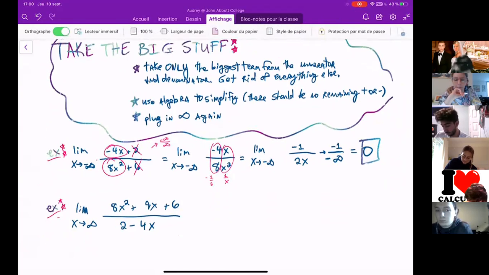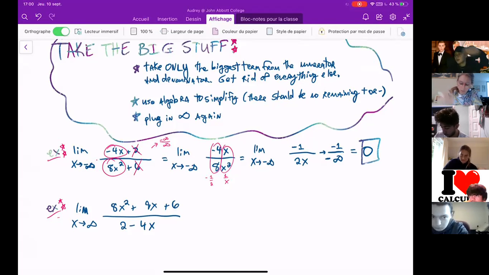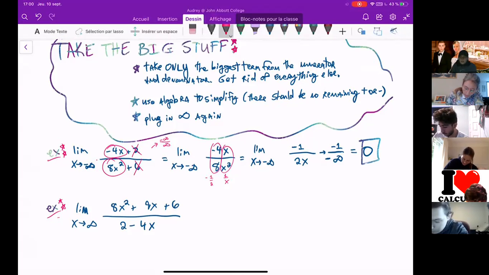What am I going to keep in the numerator? 8x squared. Do I need to keep the 9x too? No, because it's infinitely smaller. It's infinitely smaller, it can be gone. I'm only keeping the one biggest term. You'll notice I said that there should be no remaining pluses or minuses. I'm not going to have 8x squared plus something. I'm only keeping the one biggest thing. So goodbye, goodbye. Are there any questions about that?